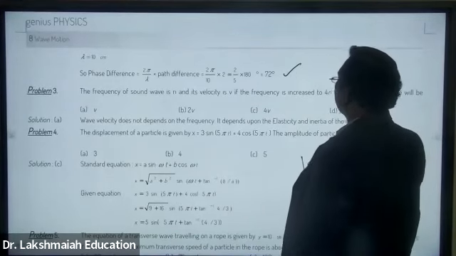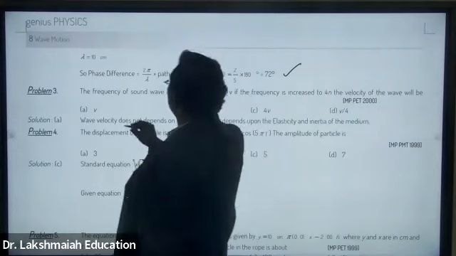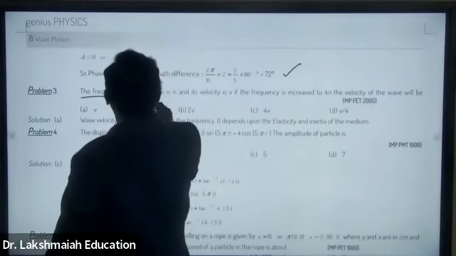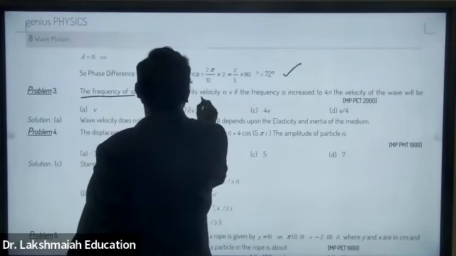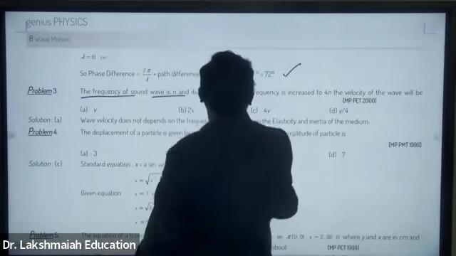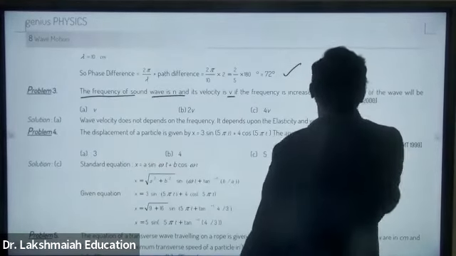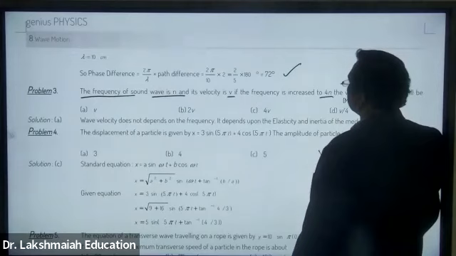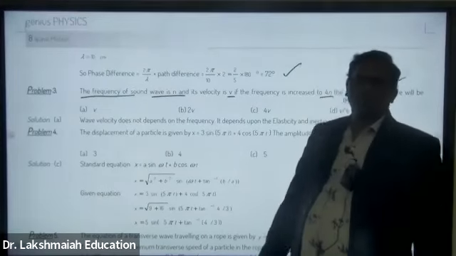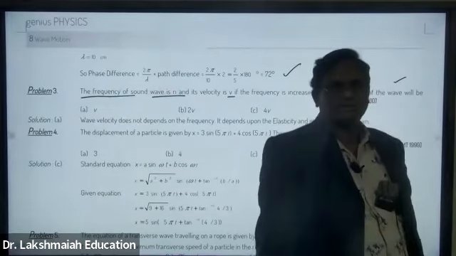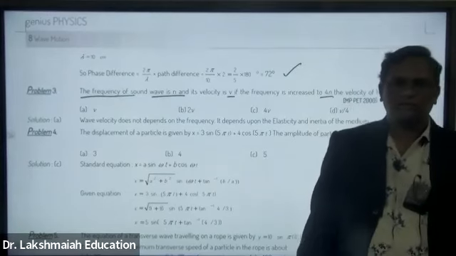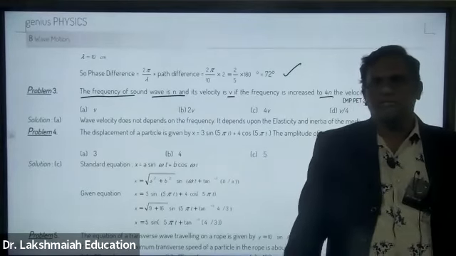Velocity of the wave becomes 2. See, the frequency of a sound wave is n and its velocity is v. If the frequency is increased to 4n, what is the velocity of the wave? Velocity does not change with frequency. The answer is v.